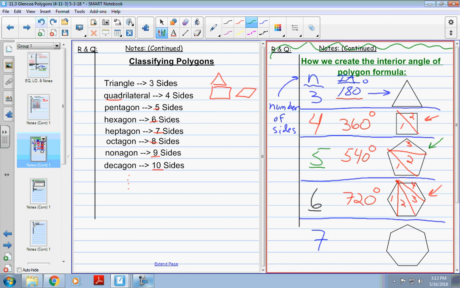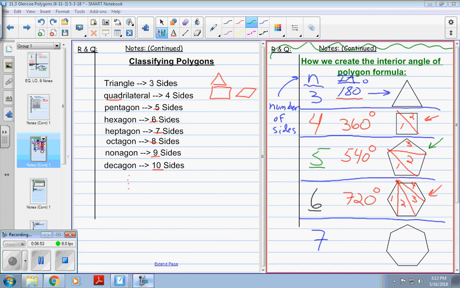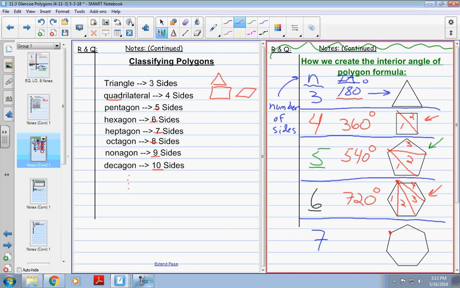So go ahead and pause here and copy down, and try to create as many triangles as you can without overlapping them inside of the heptagon. Awesome job. So you may, just like me, always be choosing that one corner: 1 triangle, 2 triangles, 3 triangles, 4 and 5. Have you figured out the pattern yet? So we'd have to do 5 times 180, and that's 900 degrees for the interior angles of a heptagon.